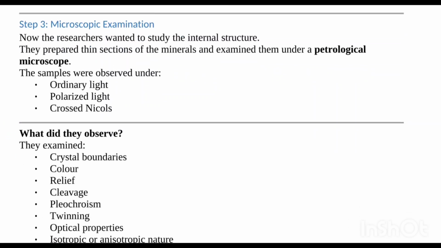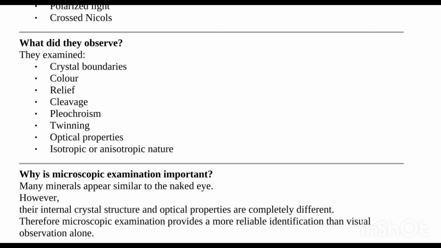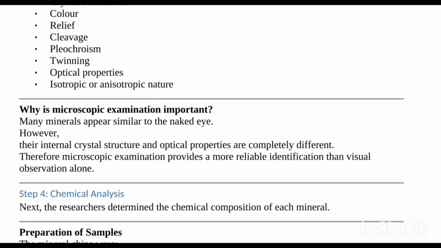Now, the third step is the microscopic examination. The researchers wanted to see the internal structure, so they prepared thin sections of the mineral and examined them under a petrological microscope. Samples were observed under ordinary light, polarized light, and crossed Nicols. They examined crystal boundaries, color, relief, cleavage, pleochroism, twinning, optical properties, and isotropic and anisotropic nature.